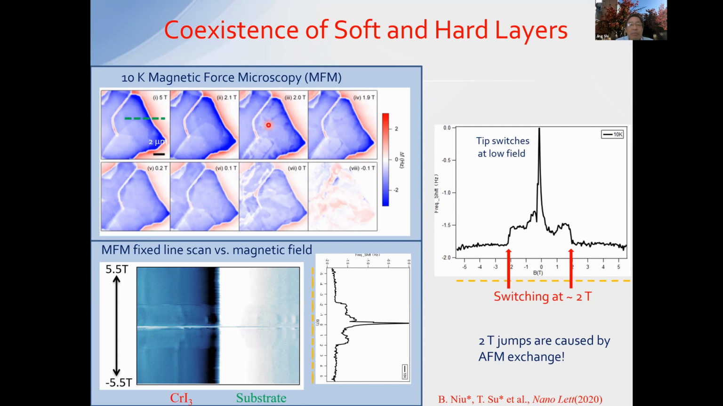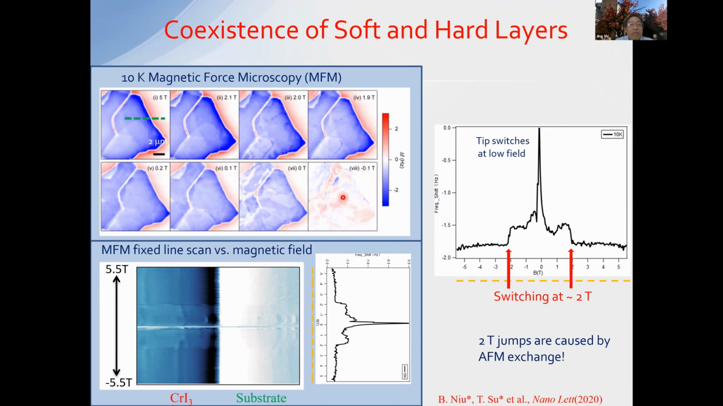The regions show up, and as we decrease the field, we see these regions actually change contrast. Even very close to zero, at 0 Tesla, we still see the domain contrast, but very faint. Going to a negative field, it is also very faint.